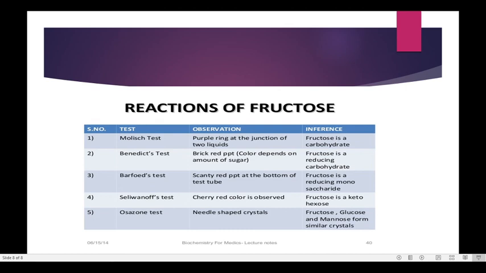So this is all about the chemical structure of fructose. The functions and the sources of fructose will be discussed in the next part of my video.